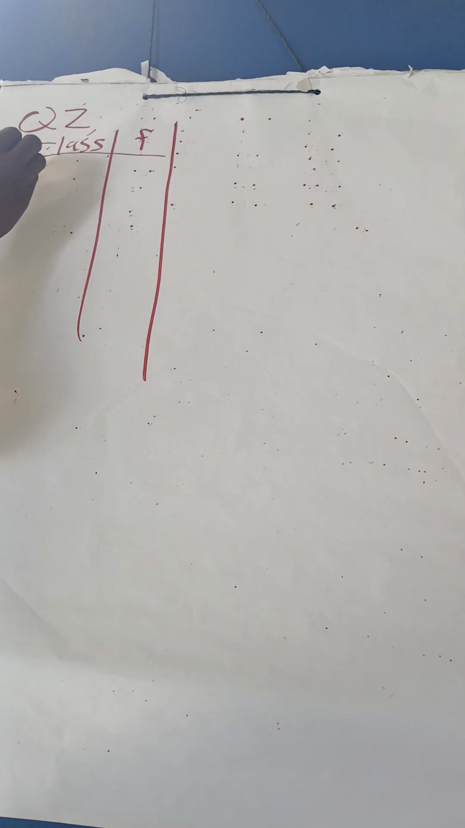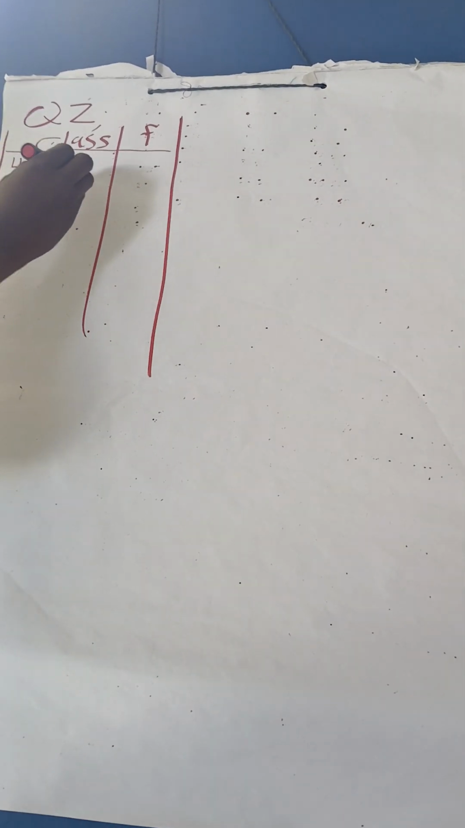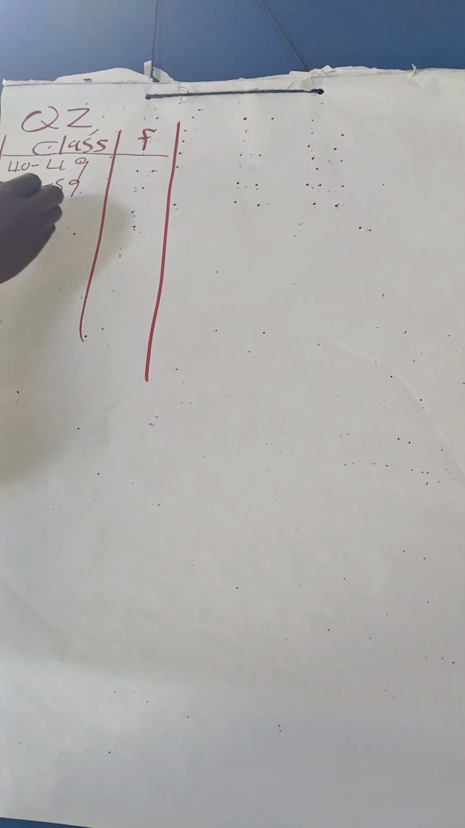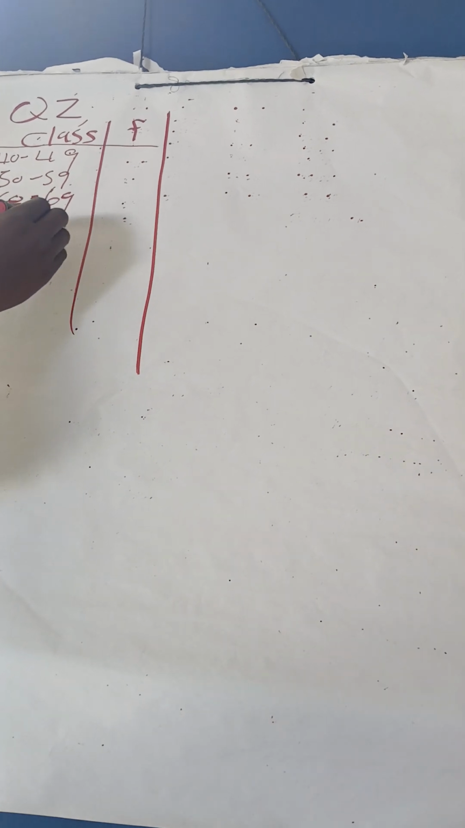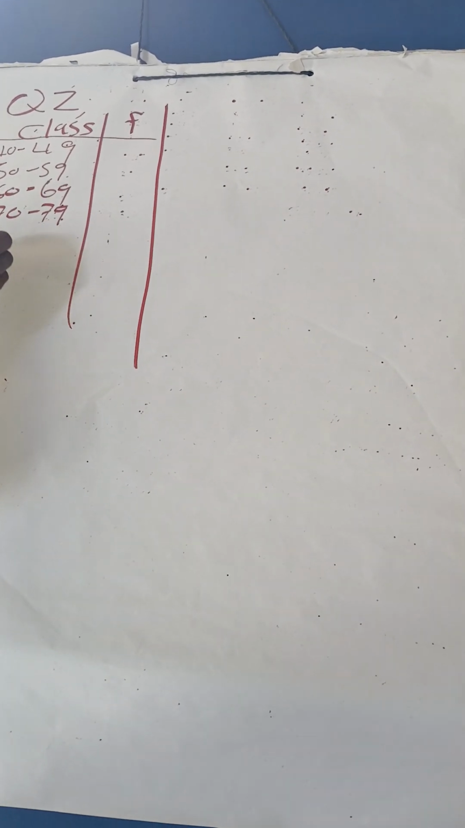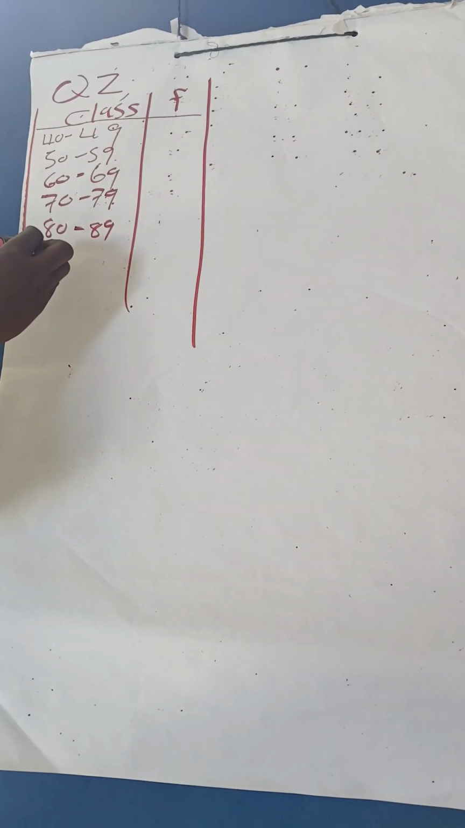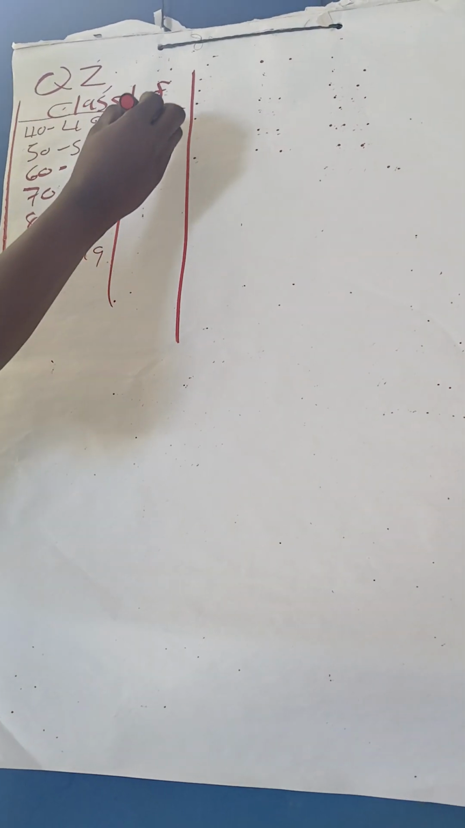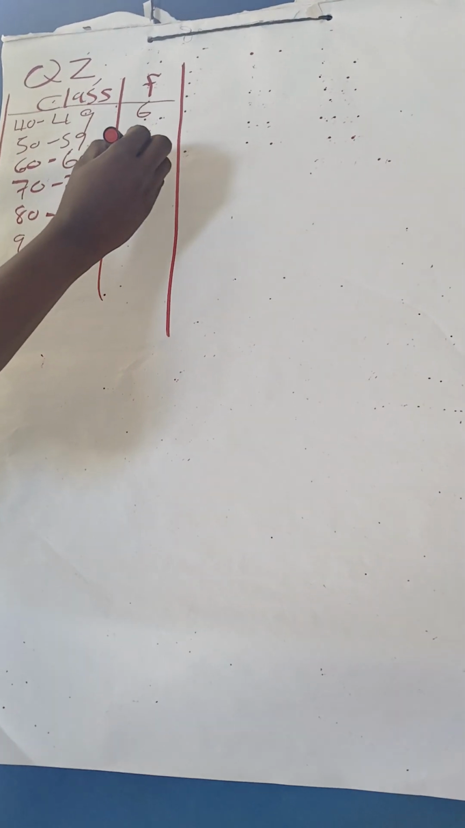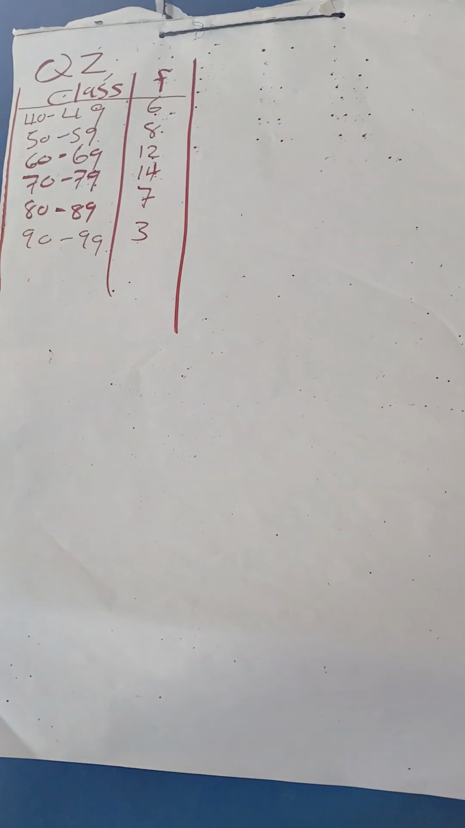We have here 40 to 49, 50 to 59, 60 to 69, 70 to 79, 80 to 89, 90 to 99. Then the frequencies: we have 6, 8, 12, 14, 7, and 3.